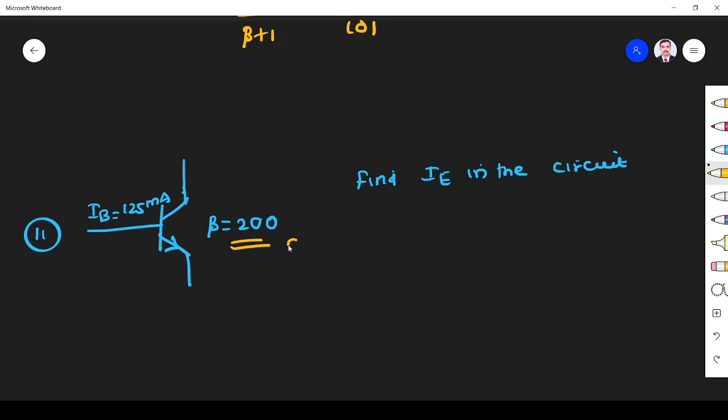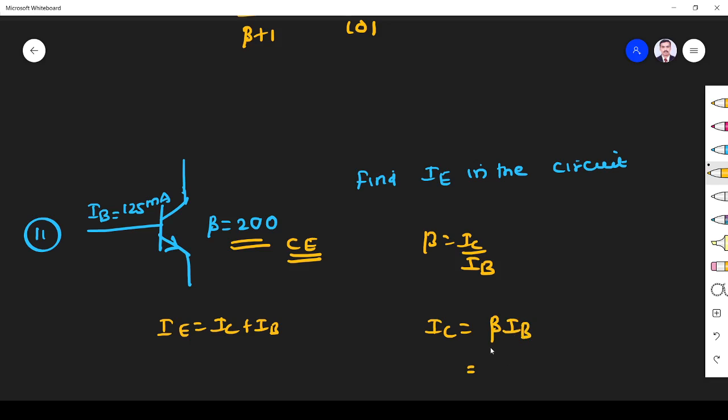So beta is given, so it is common emitter. Right? Okay. So what we have to do? We have to find IE. So IE is nothing but IC plus IB. Beta is IC by IB. Right? So IB they are given, beta they are given. From this we can find IC. So IC is equal to beta into IB.